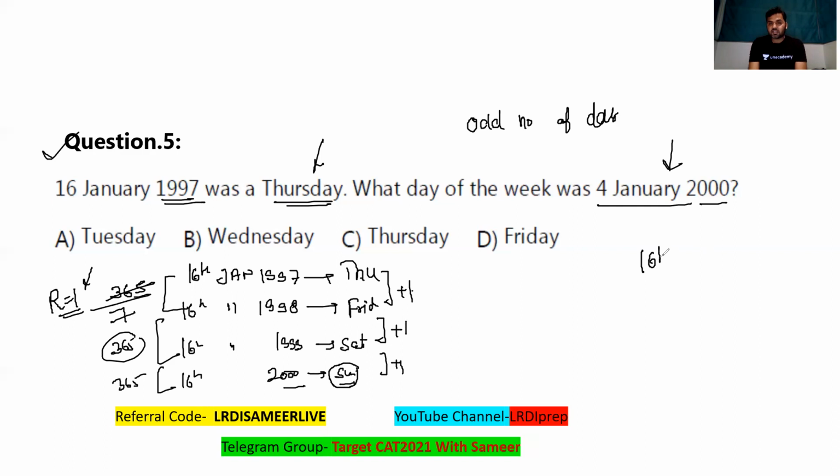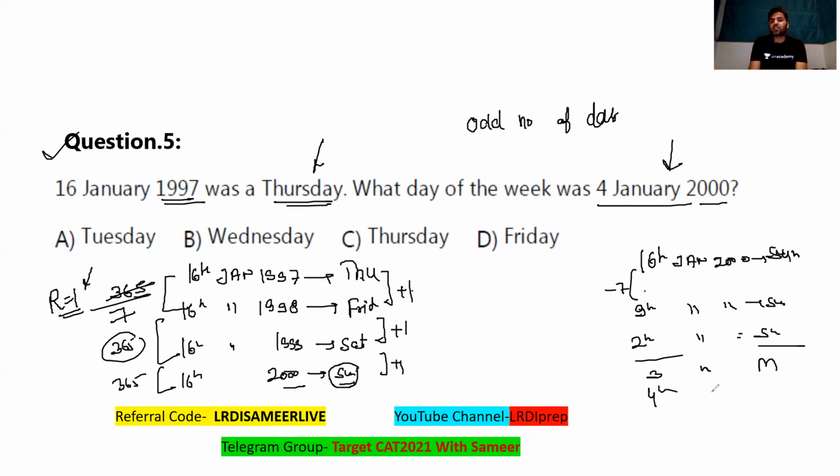Now you see, guys, 16th January 2000 is Sunday, right? So can I say that if I decrease it by 7 days, that means 9th January 2000 will also be Sunday. 2nd January will also be Sunday. If 2nd January is Sunday, 3rd January will be Monday, and 4th January will be Tuesday. So that's the answer to the question. Option A would be the correct answer for this question. Moving on to the next question, guys.